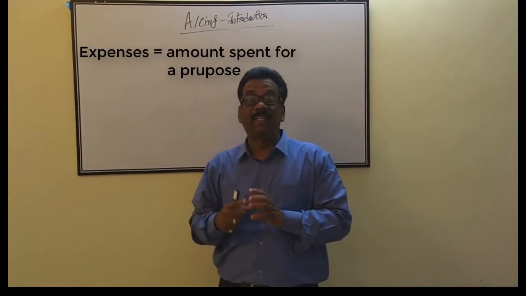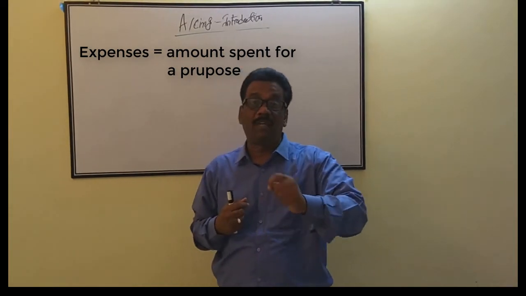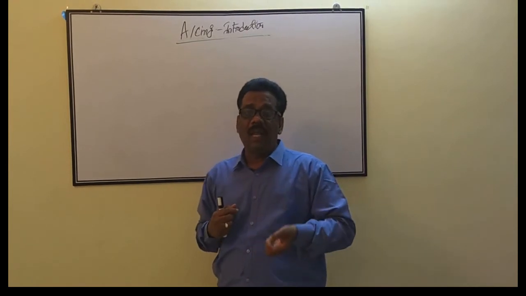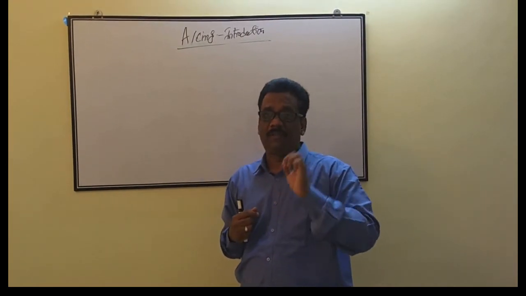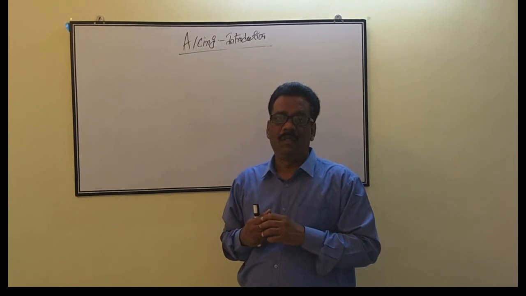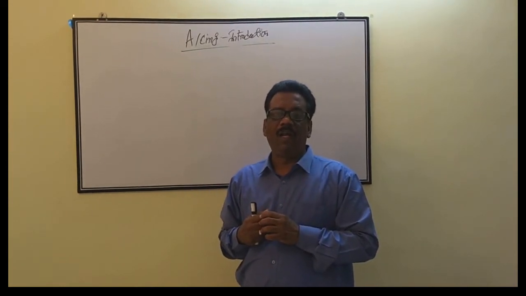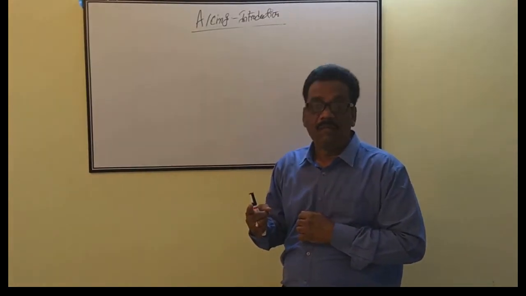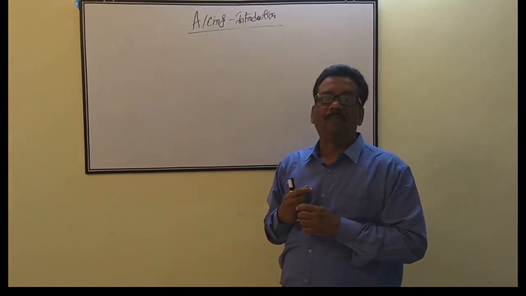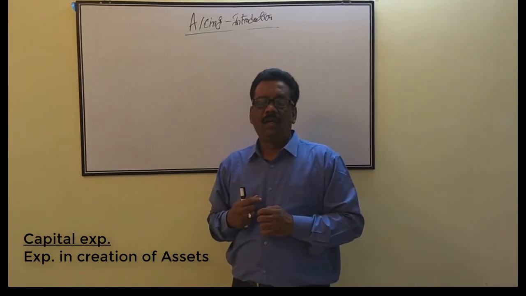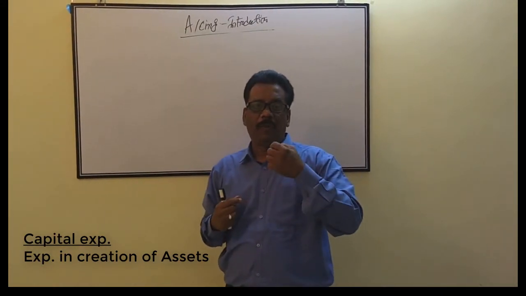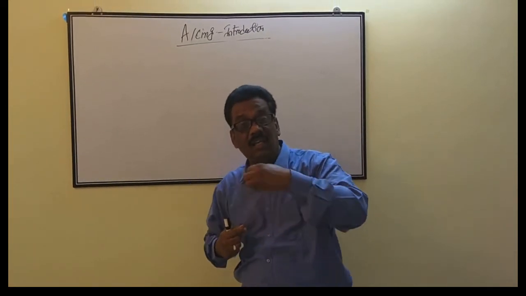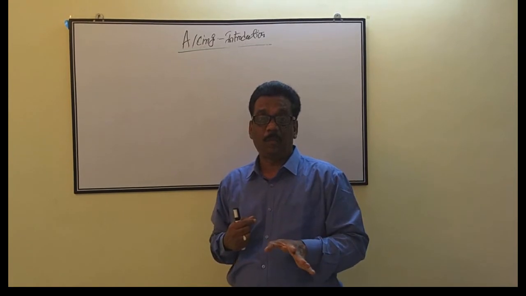The next one is expenses. This is also sometimes termed as expenditure. Expenditure is the amount spent for any purpose. It is of two types. One is capital expenditure, the other one is revenue expenditure. Capital expenditure is an amount spent for the creation of assets. Normally it occurs in the case of asset creation.